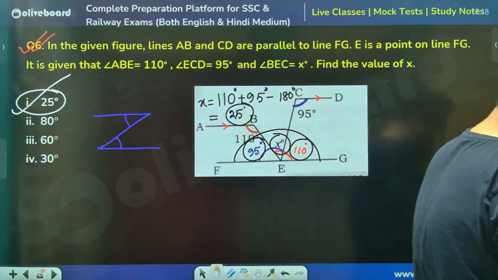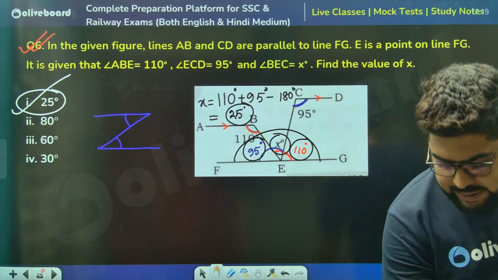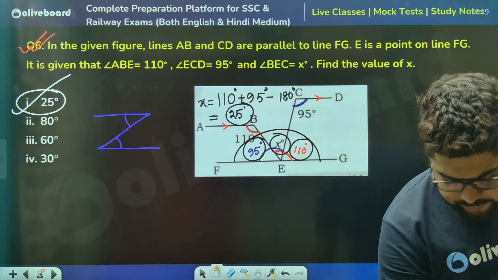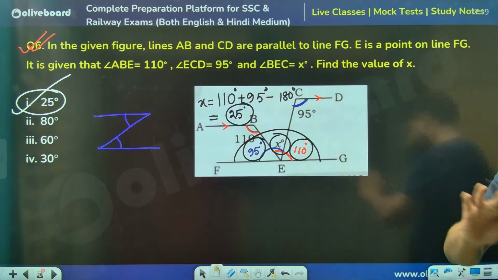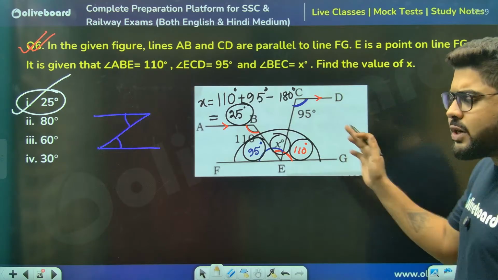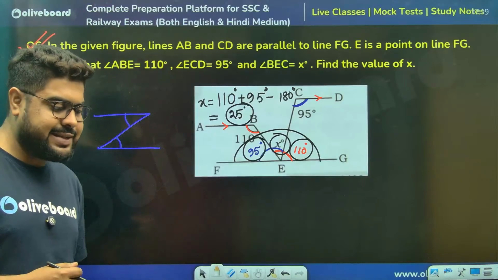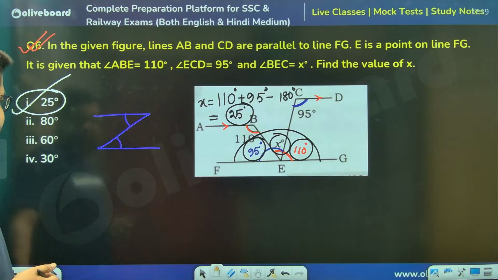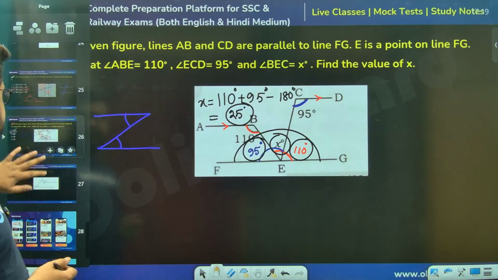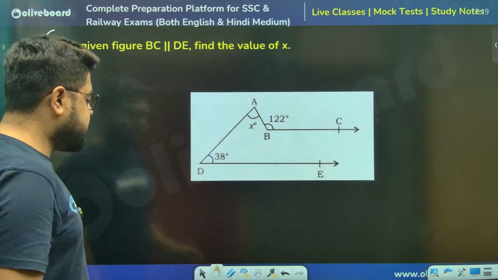Yes, Arghamita, Dina, you guys are absolutely correct. 25 is the correct answer. Again, very simple. Nothing extravagant, nothing very difficult, because we are doing a very simple part of geometry, that is lines and angles. Clear, everyone? So let's do this one.